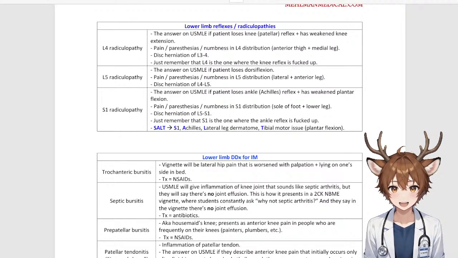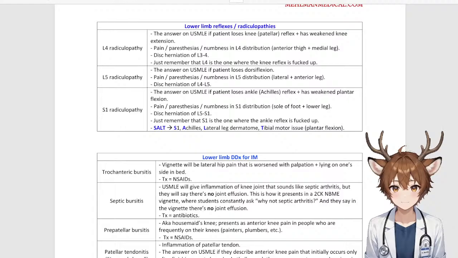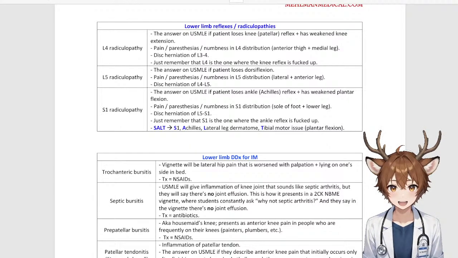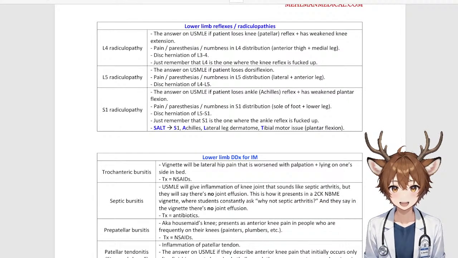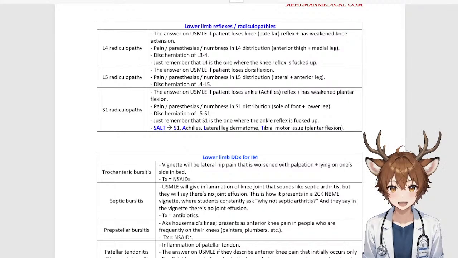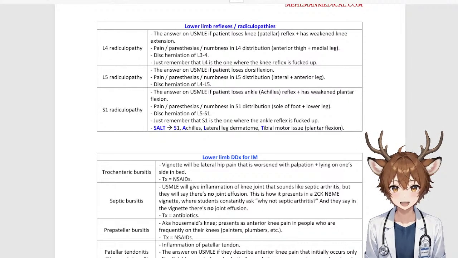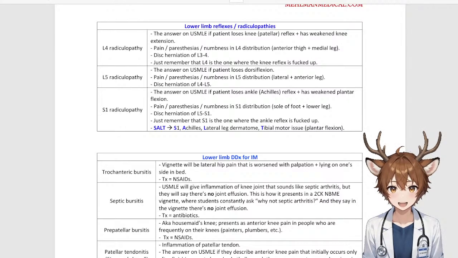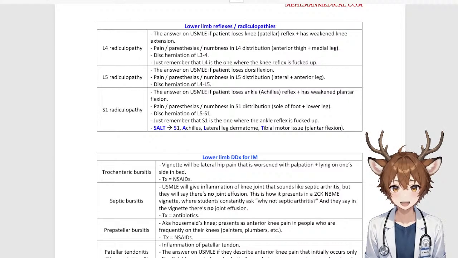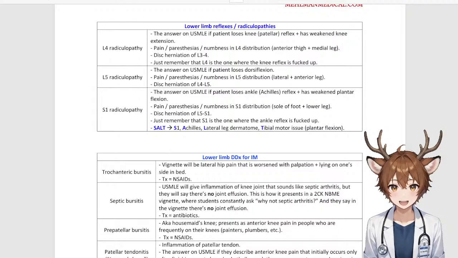L5 radiculopathy. The answer on USMLE if the patient loses dorsiflexion. The pain / paresthesias and numbness in the L5 distribution, lateral and anterior leg. Disc herniation of L4, L5. Yeah, so just bear in mind that L4, I'll finish this up and I'll let you know.